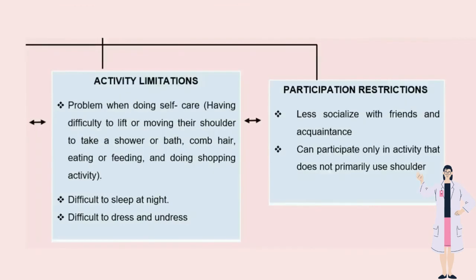Due to the impairment of body functions and body structures, they will have difficulty in doing activities of daily living. They will have problems when doing self-care, difficulty sleeping at night, and difficulty to dress and undress. For the participation restriction, they will socialize less with friends and acquaintances and can participate only in activities that do not primarily use the shoulder.